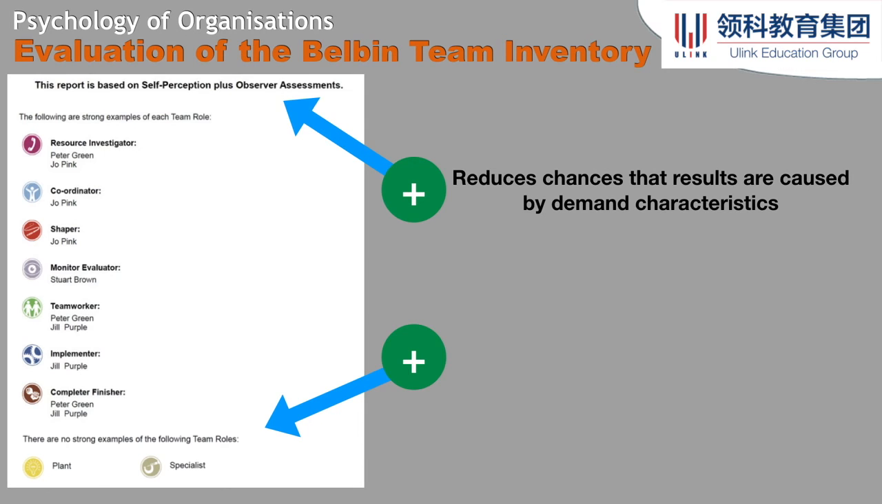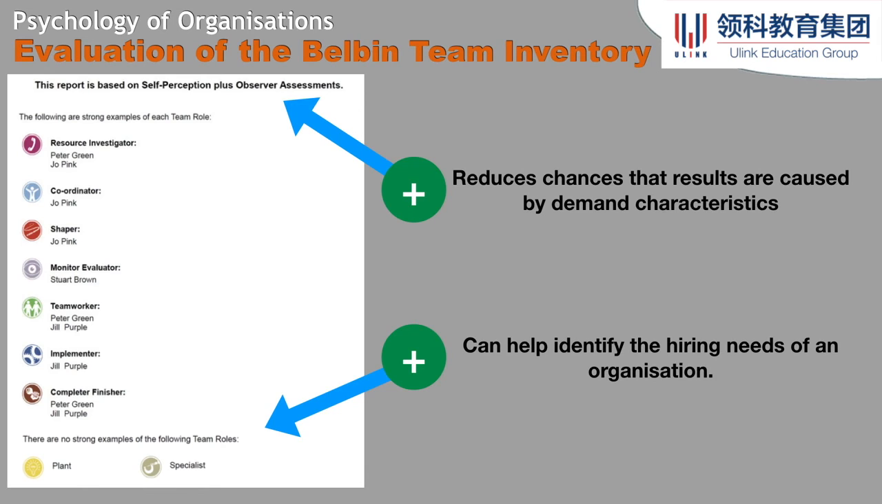The other strength of this tool is that it can identify the hiring needs of an organization. So you see here, there are no strong examples in the following team roles: the plant and the specialist. Therefore, we could say that this is quite useful to an employee or an HR department who say, okay, we're going to look for people who specialize in whatever the project is revolving around. So maybe we need somebody who's an architect, maybe we need some sort of scientist.